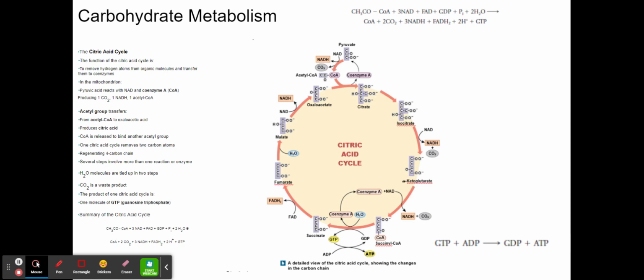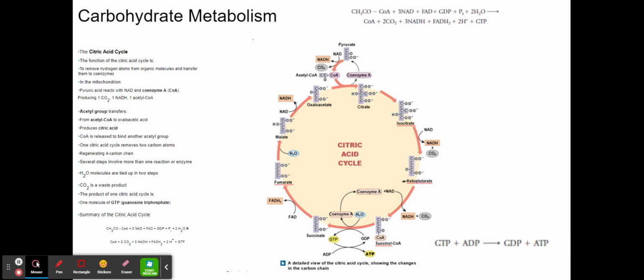We can summarize the fate of the atoms in the acetyl group as follows. The 2 carbon atoms are removed in enzymatic reactions that incorporate 4 oxygen atoms and form 2 molecules of carbon dioxide, which is a waste product. The hydrogen atoms are removed by the coenzyme NAD or a related coenzyme called FAD, or flavin adenine dinucleotide. Several of the steps in a turn of the citric acid cycle involve more than one reaction and require more than one enzyme. Water molecules are tied up in 2 of these steps, and we can summarize that entire reaction sequence as you can see on the screen there.